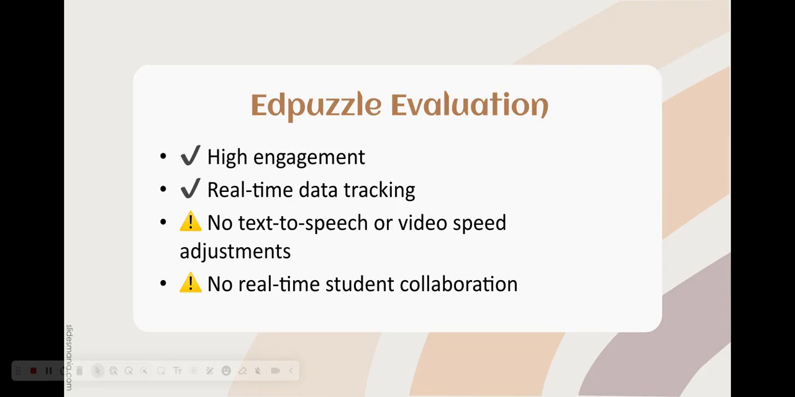One issue is accessibility. You can speed up, and that is a great feature, but there is no built-in text-to-speech or video speed adjustment to slow down, which would be really helpful for language learners. Another downside is that there is no real-time collaboration. Unlike tools like Padlet, students can't interact with each other within the platform. Overall, Edpuzzle is great for engagement and tracking progress, but it could use some improvement in student interaction.